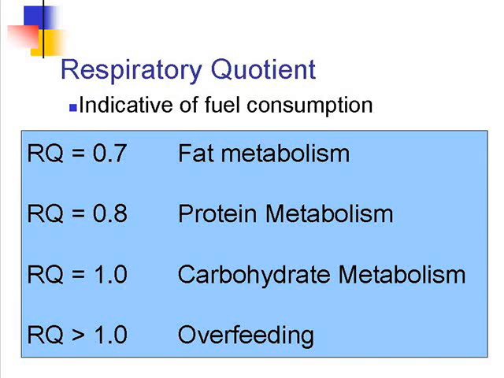Using both pieces of this data, the RQ can be derived, which is indicative of the substrate being burnt. Recall that the respiratory quotient is the ratio of CO2 production to O2 consumption. RQ can be greater than 1, which is indicative of overfeeding that can lead to lipogenesis and prolong ventilatory weaning.